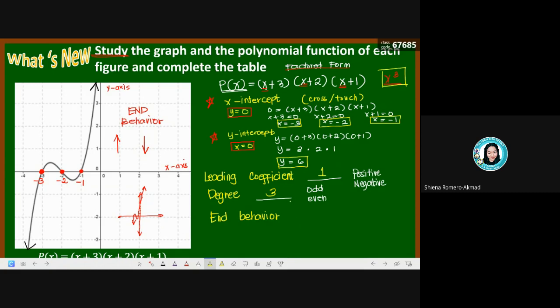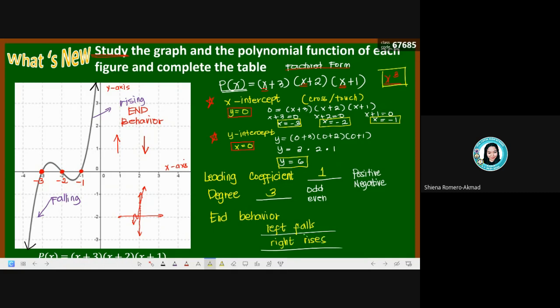Now, ano yung naging itsura ng graph natin? Alam natin that the left tail is falling. So, ito yung left tail. It is falling. And the right tail is rising. So, we can write it here na yung left falls and the right rises.